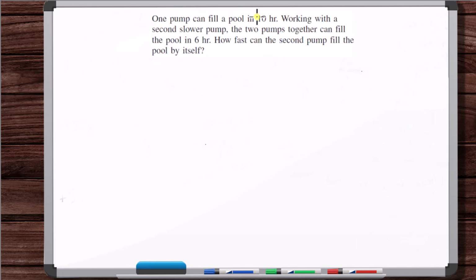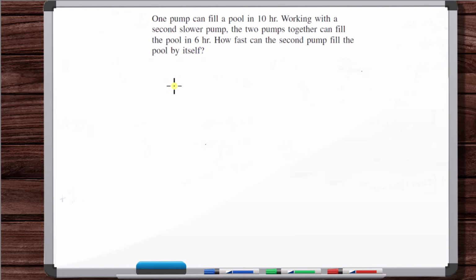One pump can fill a pool in 10 hours. Working with a second slower pump, the two pumps together can fill the pool in 6 hours. How fast can the second pump fill the pool by itself? Okay. Got it. Even I'm getting tired doing all these problems, but this is well worth the effort if you get good at problem solving like this.